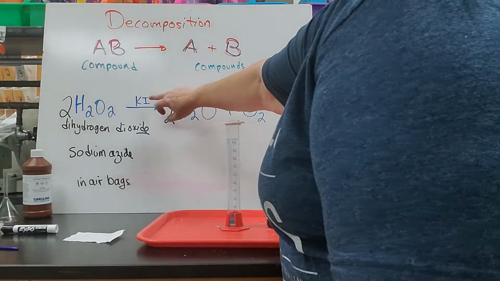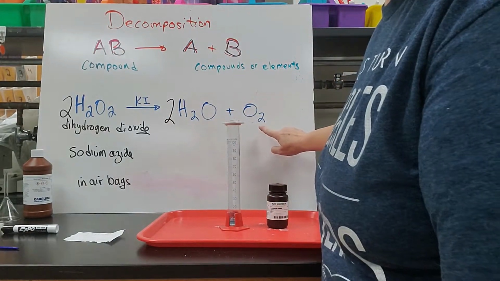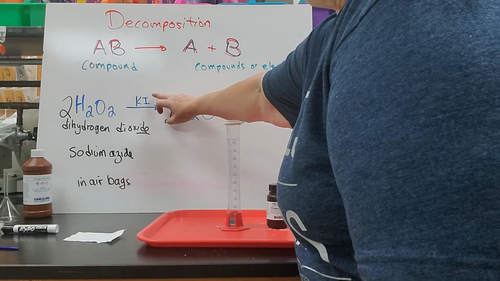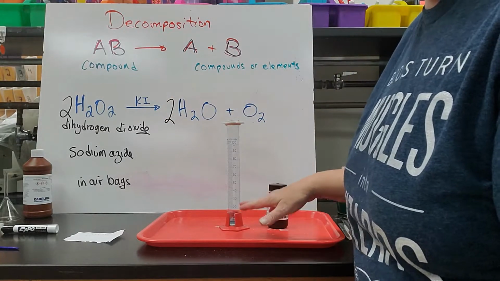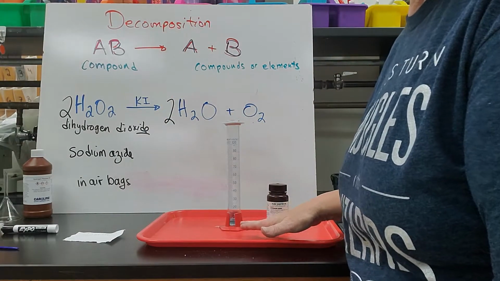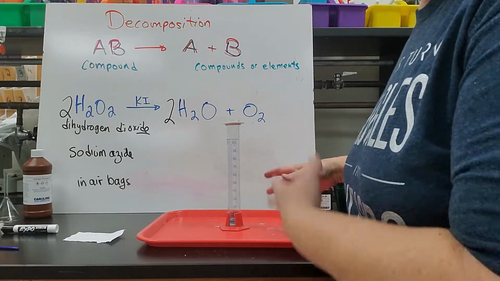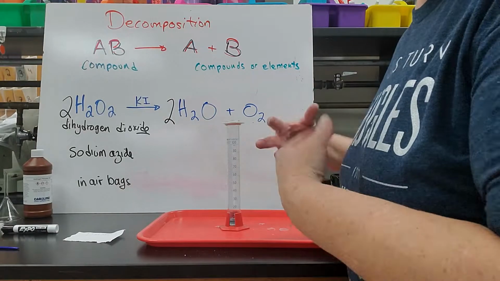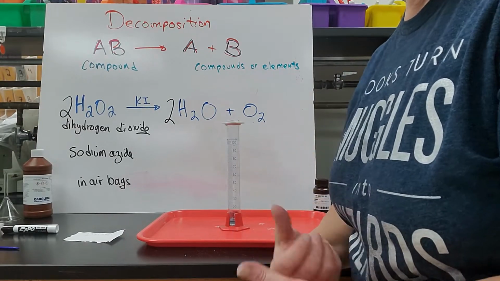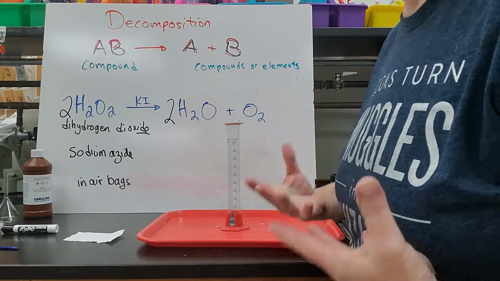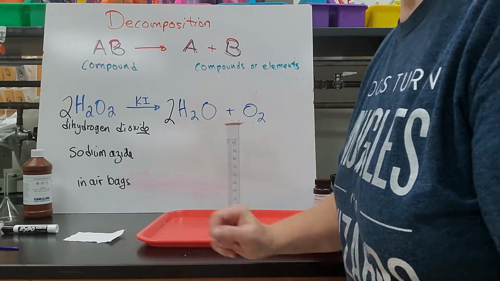Now, the potassium iodide I use is my catalyst. When I write the potassium iodide, I don't make it part of the reaction. I want to show that it's a catalyst because it's going to remain at the end of the reaction. I can actually get it back. After it's done, if I go through the purification process, recrystallization, I can get the potassium iodide back. Nothing happens to it. It just makes the reaction happen.